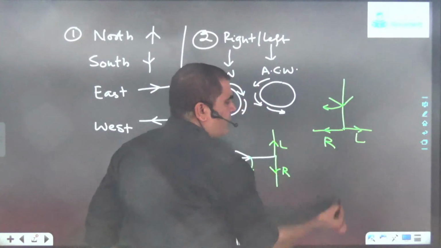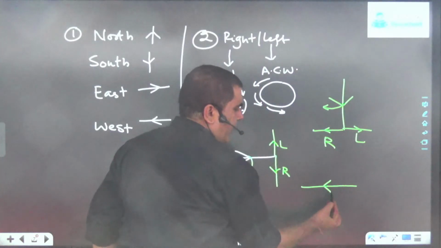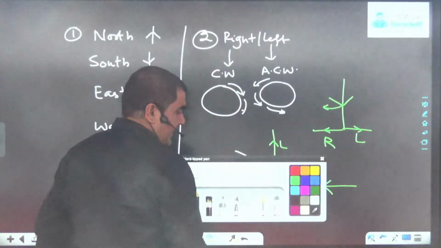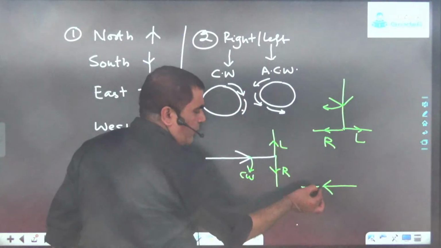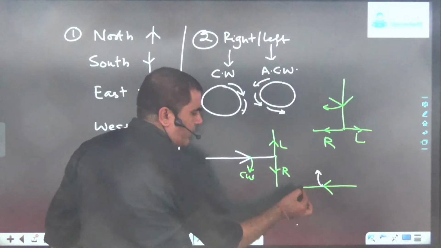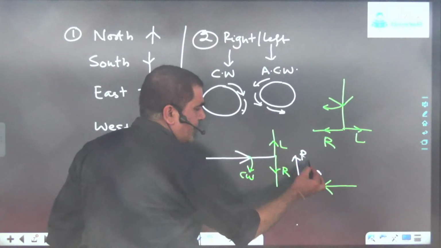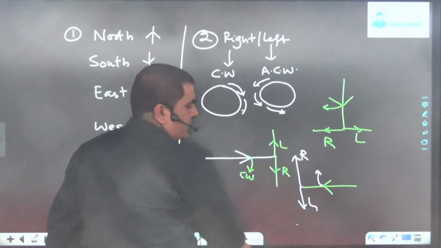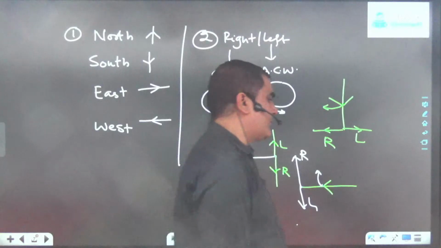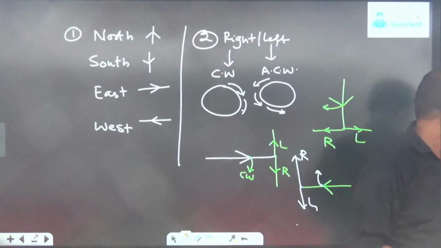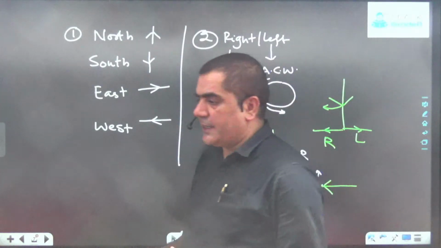Suppose any person is moving towards the west direction. Now again you have to find right and left. So right always stands for clockwise. Put your pen over there. This will be clockwise. So this direction will be right and this direction will be left. This is the way to get the right and left in the exam.